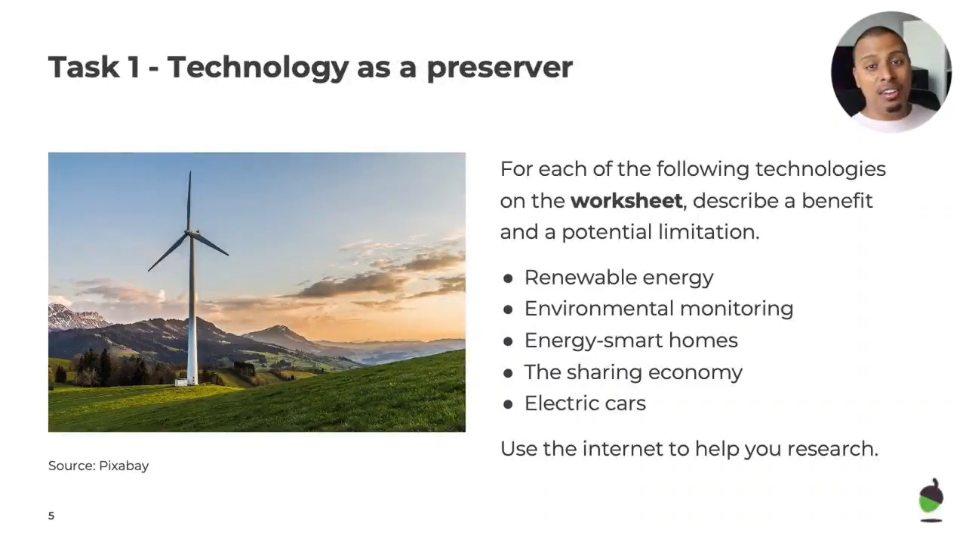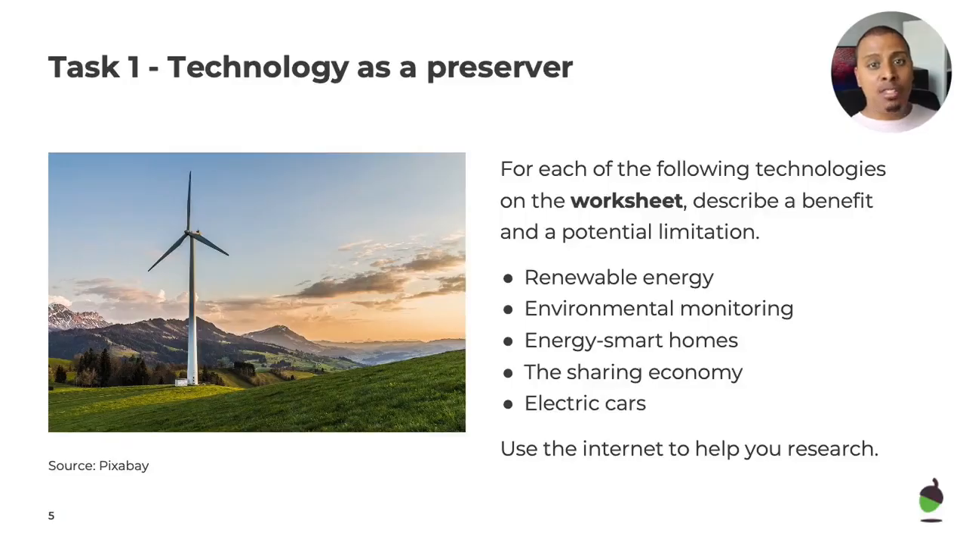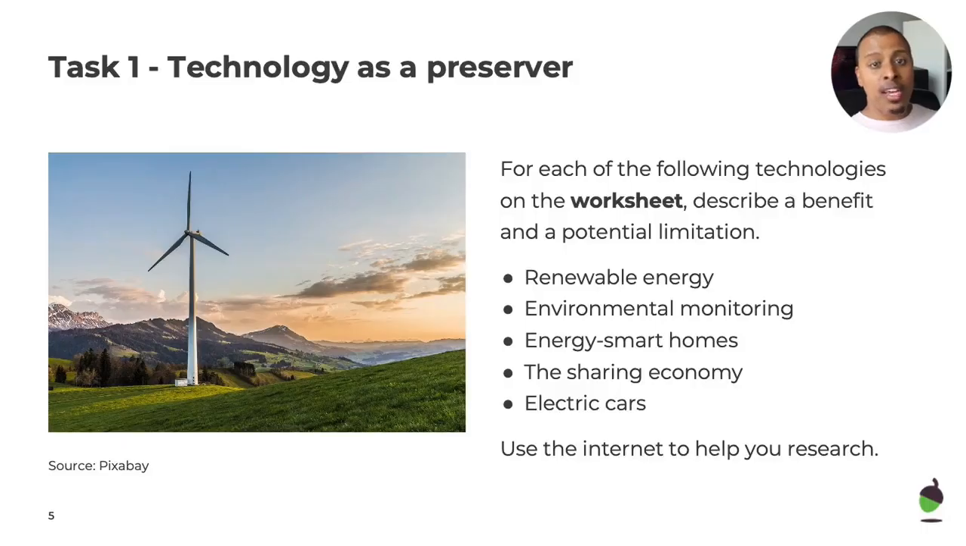Let's start with task 1. For each of the following technologies on the worksheet, describe a benefit and a potential limitation. These technologies include renewable energy such as solar, wind and hydroelectric, environmental monitoring, ensuring that environment-related laws and regulations are being followed, for example through carbon emissions or hunting, energy smart homes, so devices like smart thermostats and motion-activated lighting, the sharing economy, so services like FreeCycle, Uber and Airbnb, which are defined by their peer-to-peer model of purchasing goods and sharing access to goods from others rather than from traditional business models.